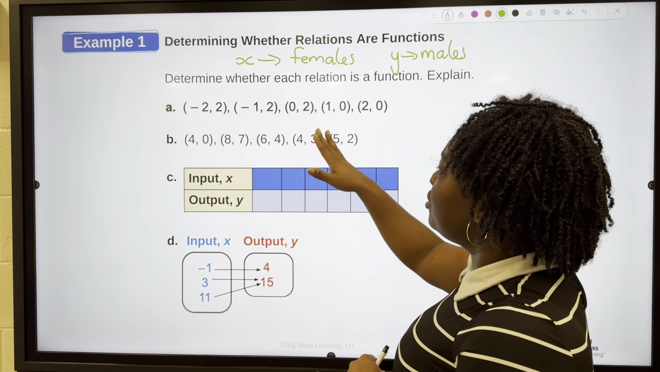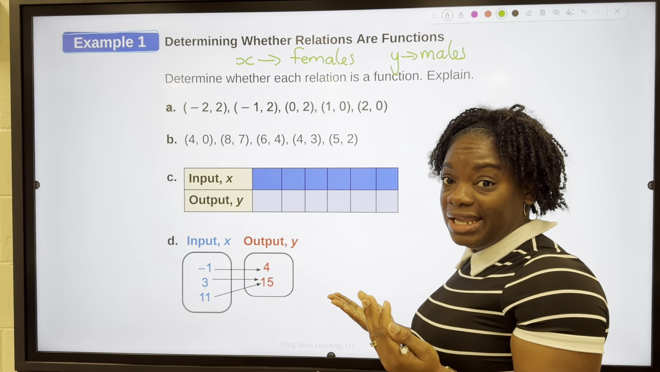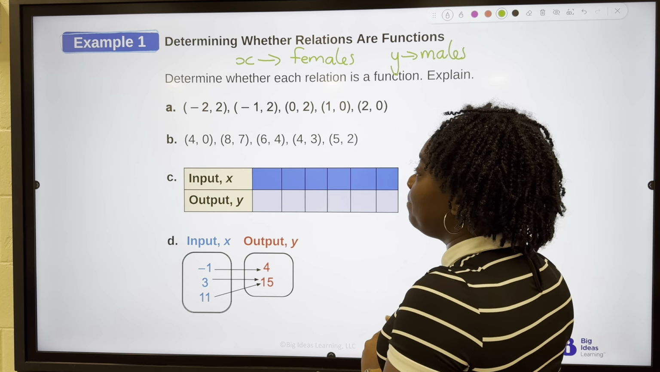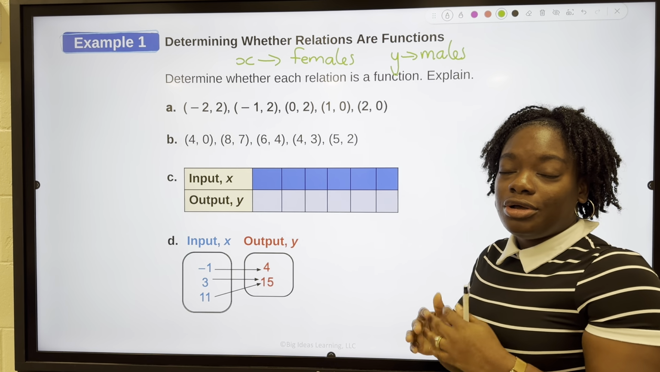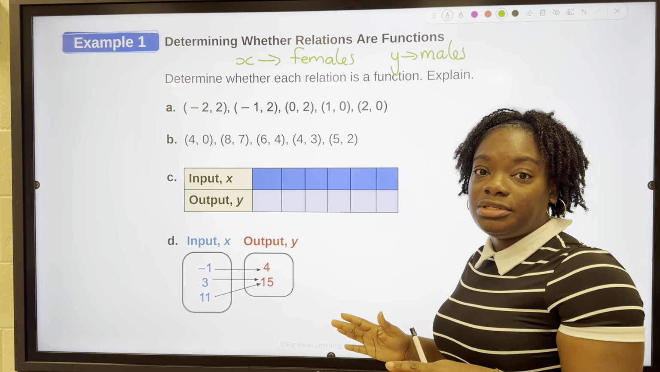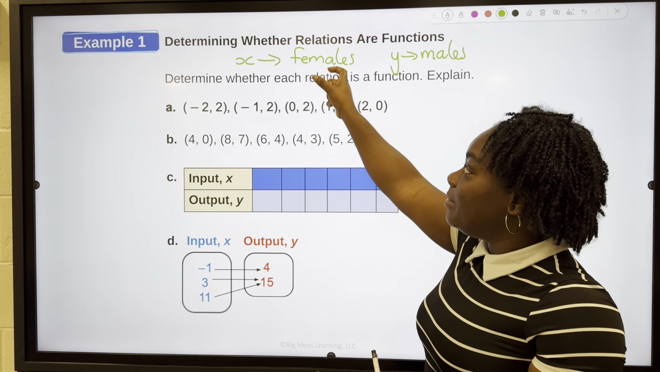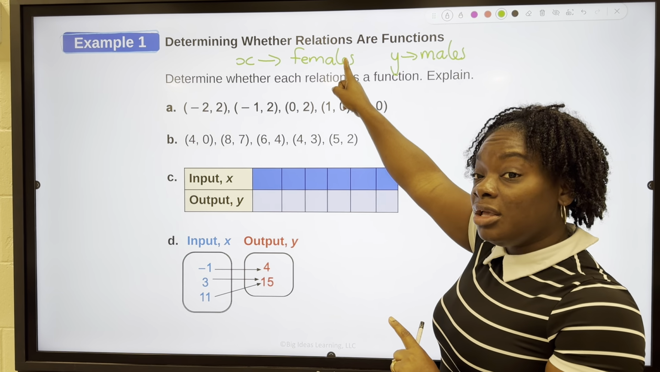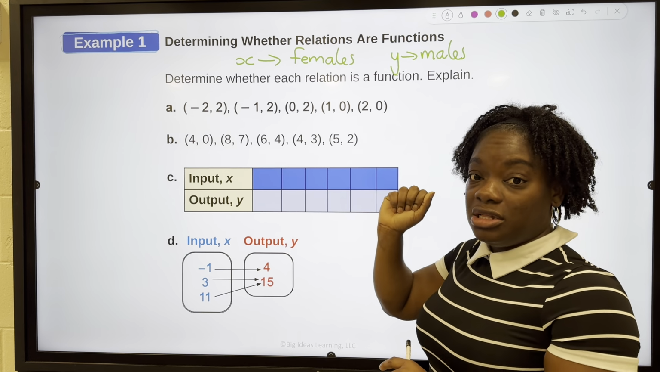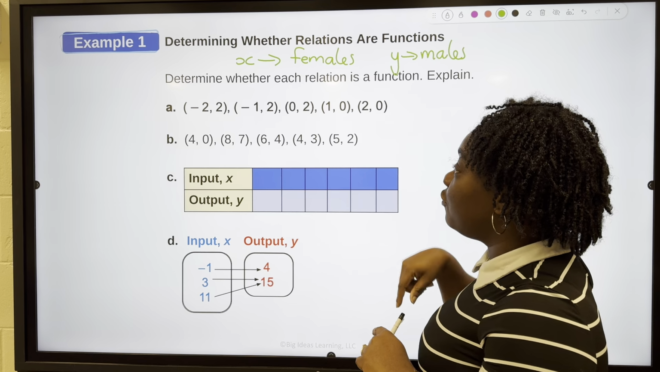All right, so it says to determine whether each relation is a function, and we're going to explain why it is or it's not. All right, so let's take A. Now, there are multiple ways that you can test to see if it's a function or not. But remember, we're using this scenario where it's not legal for the female to have more than one husband, but the males are legal to have more than one wife. All right, so always keep this at the forefront of your mind.